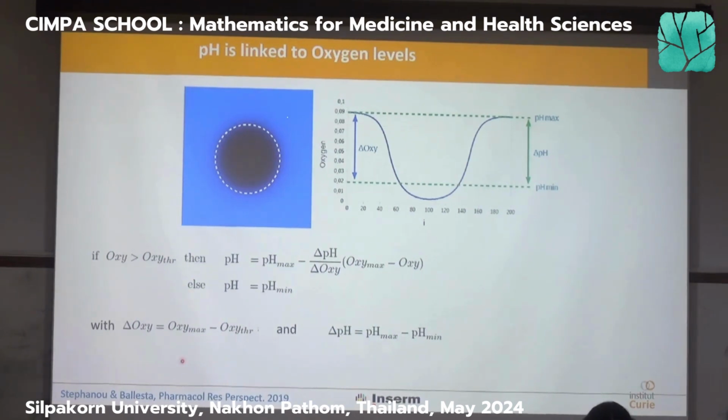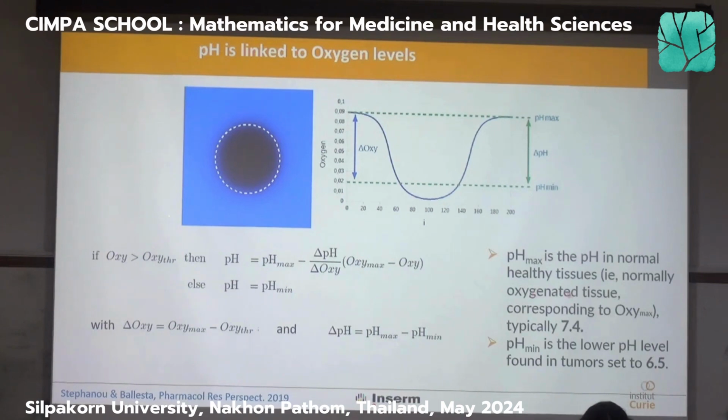And typically, the pH max will be the pH that you can see in healthy cells and healthy tissues, which is around 7.4. If you measure your pH in your body, you have 7.4 pH. And the pH min is typically the pH that you expect for tumors, and we expect it to be 6.5. Okay, so this is a very simple equation. As you can see, not really mechanistic.